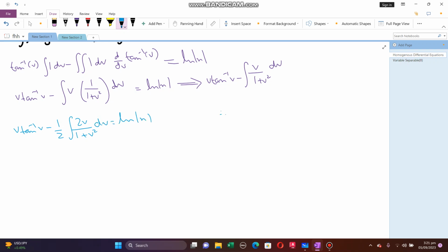It's a well-known formula that the integral of the derivative of a function over the function dx is equal to natural log of the function. So in this case, it's going to be v tan inverse v minus 1 by 2 natural log of 1 plus v square is equal to natural log of x plus natural log of c.